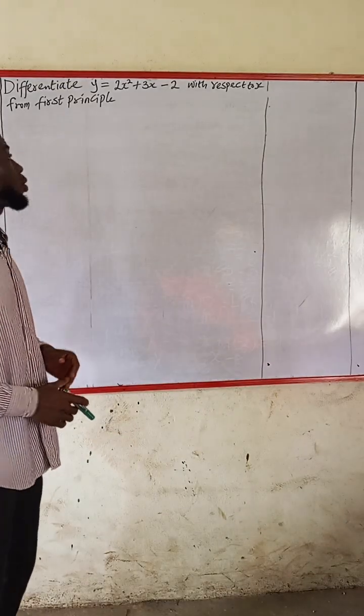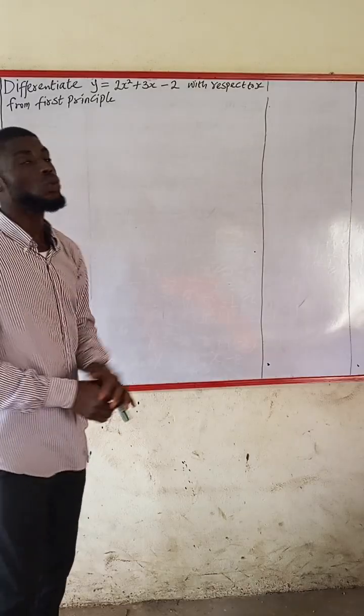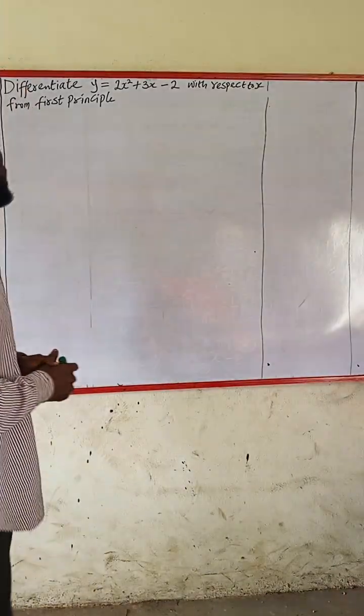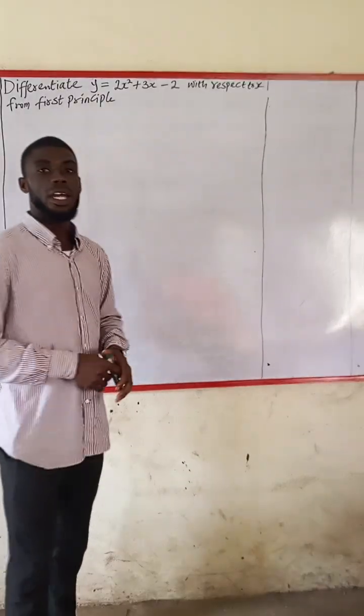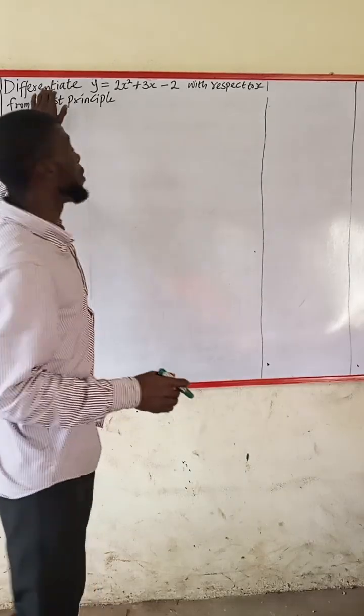Today we'll be taking a question from differentiation. It says we should differentiate y equals 2x raised to power 2 plus 3x minus 2 with respect to x using first principle. Now the question is, what is differentiation? What is differentiate?